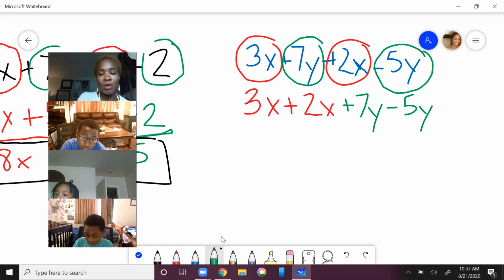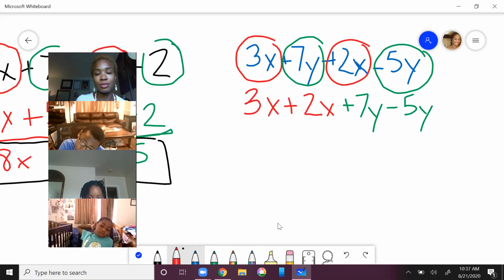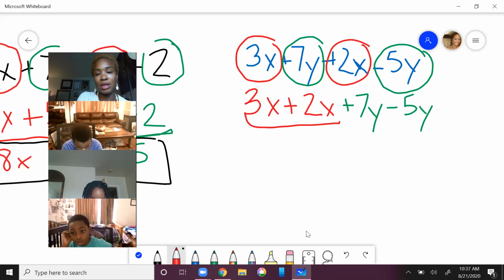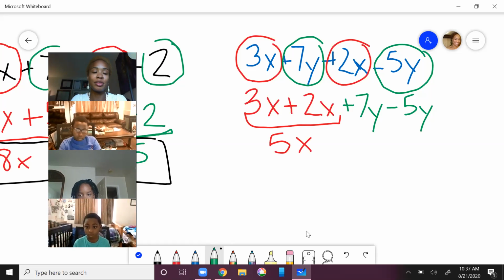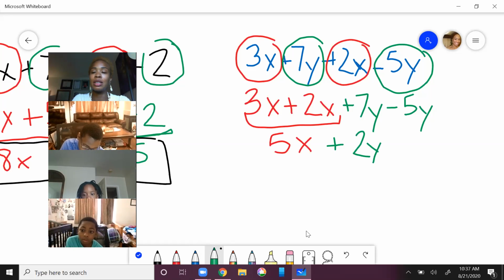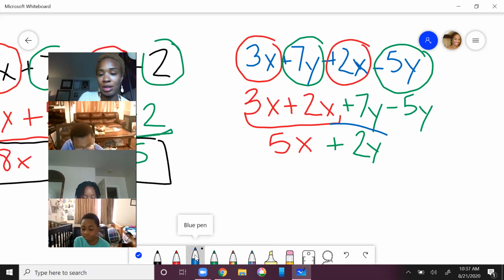And then Kanina, what's 3 plus 2? So that 3x plus 2x. What's the 3 plus 2? 3 plus 2 is 5. Good. So then this goes to 5x. Then what's 7 minus 5? 7 minus 5 is 2. Put 2y, since it had the y on there already. Very good. So that's what our answer would be for this one. 5x plus 2y.